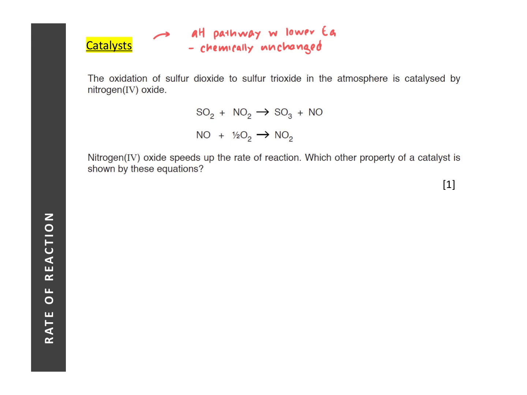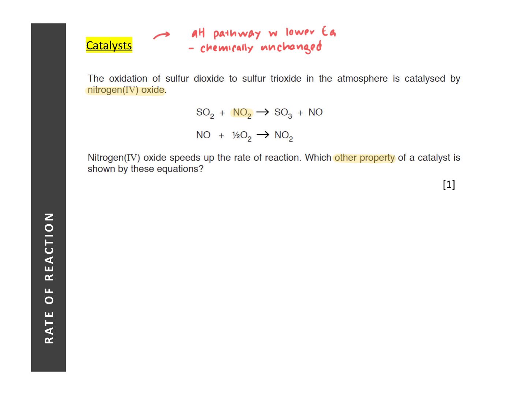So the question tells you that the catalyst in the oxidation of sulfur dioxide to sulfur trioxide is nitrogen(IV) oxide, or nitrogen dioxide. So nitrogen dioxide speeds up the rate of reaction. What other property? Over here you can see that there's a two-step reaction, and in the first step, nitrogen dioxide, which is the catalyst, actually takes part in the reaction. So it is not true, if you have read it somewhere, that a catalyst does not take part in the reaction and is therefore chemically unchanged.